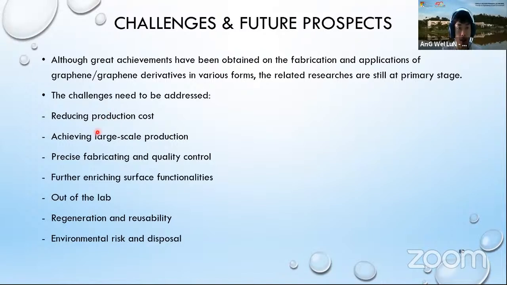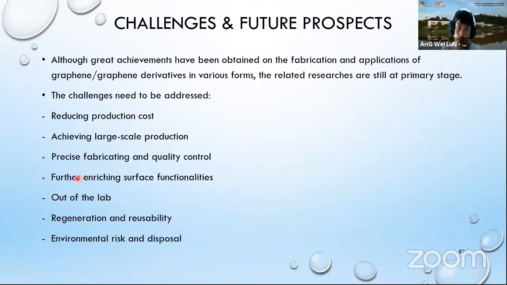Another one is achieving large scale production, which is still a challenge now. Most of the studies are on the lab scale, because production at an affordable cost will be required for commercial level. Precise fabrication and quality control: normally, we use high cost and sophisticated devices to produce very high quality graphene or graphene oxide, but this is too costly, so it's not feasible. So we have to find out how to precisely fabricate the graphene or graphene oxide with the quality that we want in a more affordable way.